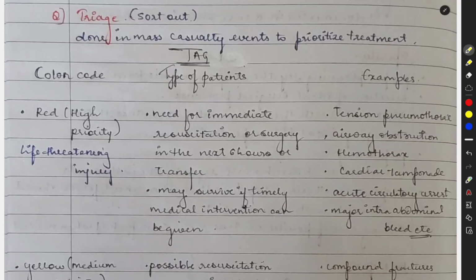This red color coding is given to those patients who need highest priority and they would have sustained certain life-threatening injuries. These type of patients need immediate resuscitation or surgery in the next 6 hours. The 6 hours is very important and they may survive if timely medical intervention has been given to them.